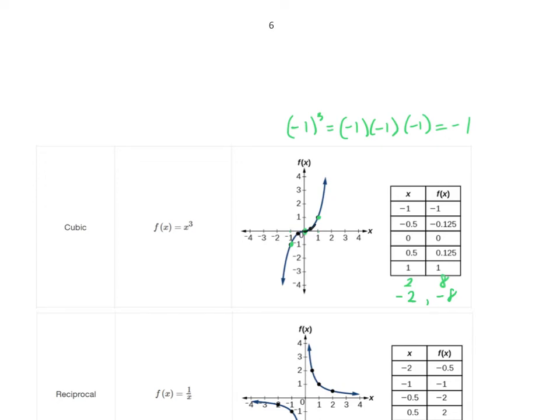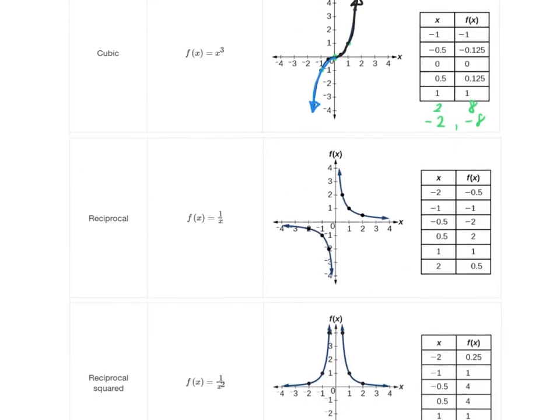So notice on this side of the origin, these are all positive answers. And then on the left-hand side of the origin, these are all negative answers.